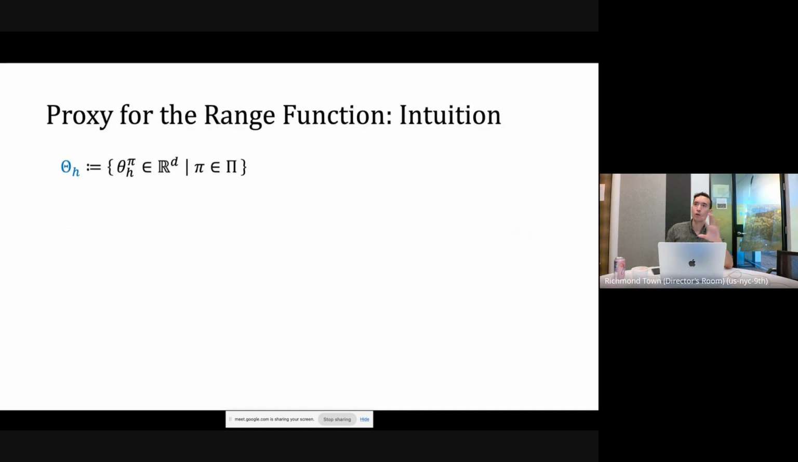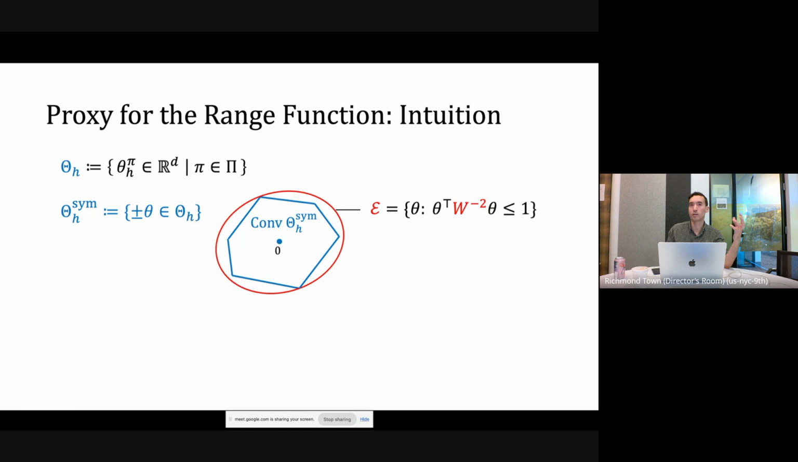And so I'm going to give you an intuition of how we might go about building this range of states. So consider this theta space that I showed you before. And now consider the symmetrization of this theta space. If you look at the convex hull of this symmetrization, this is going to be a centrally symmetric set. So we know from convex analysis that there exists some ellipsoid that hugs this theta space. So this theta space is going to be sandwiched by this ellipsoid up to a root d factor.